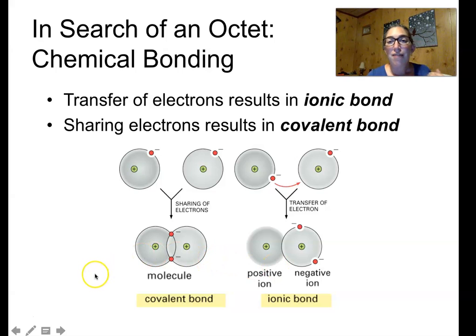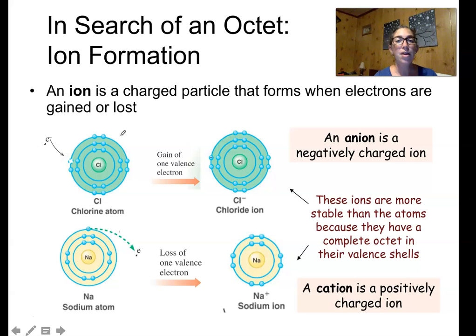In the case where you have two atoms that decide to share electrons in order to fulfill the octet rule, that is covalent bonding. So the key words I would say here are that ionic bonding involves transfer of electrons, gaining and losing, whereas covalent bonding involves sharing of electrons. Let's talk about ionic bonding first.